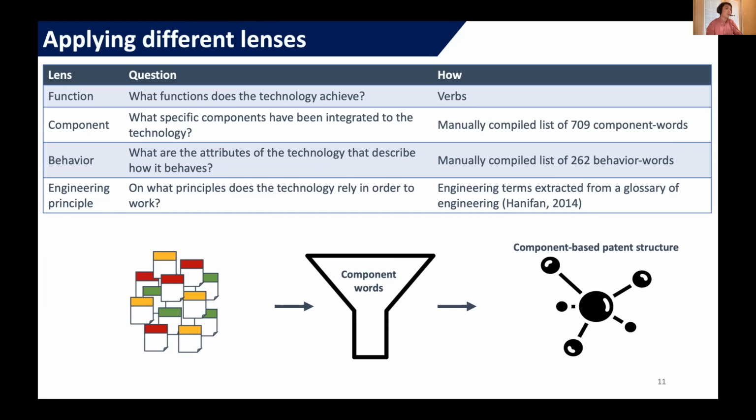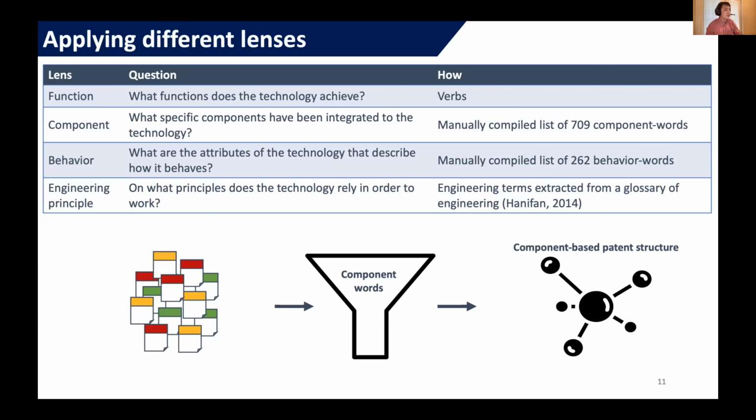Here, only verbs in the pattern documents were used to create the function-based pattern structure, and this is a practice that is done by other text mining researchers. For the component lens, we manually compiled a list of words that characterize components of different technologies. Then we performed the topic modeling on documents that only contain the component words. For creating the behavior-based pattern structure, we used a list of behavior words that were manually compiled. For the engineering principle-based pattern structure, we used words extracted from a glossary of engineering. Then we performed the topic modeling.